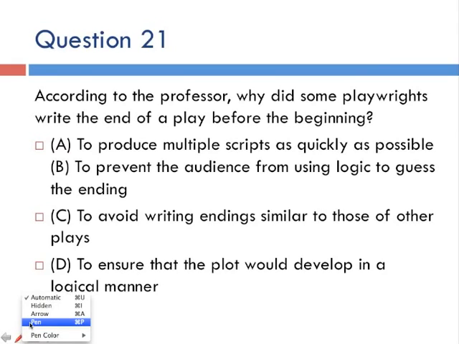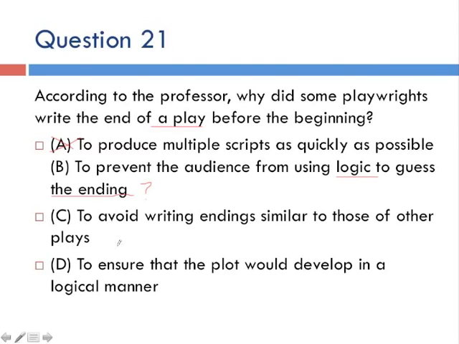Well, as we discussed earlier, the idea of playwrights writing the end of a play was so that they could get all the information correct in the actual order that it needed to be. So let's go through and see which ones do not represent that information accurately. First off, they talk nothing about producing multiple scripts. So this is one we could easily eliminate. In B, to prevent the audience from using logic to guess the ending, well, part of the idea is correct. It did talk about the ending itself, and it did discuss the fact that logic was somehow involved. So let's keep this one just for a moment.